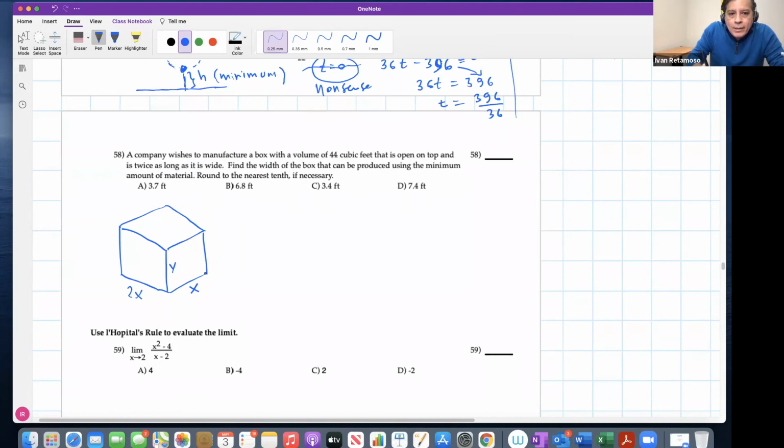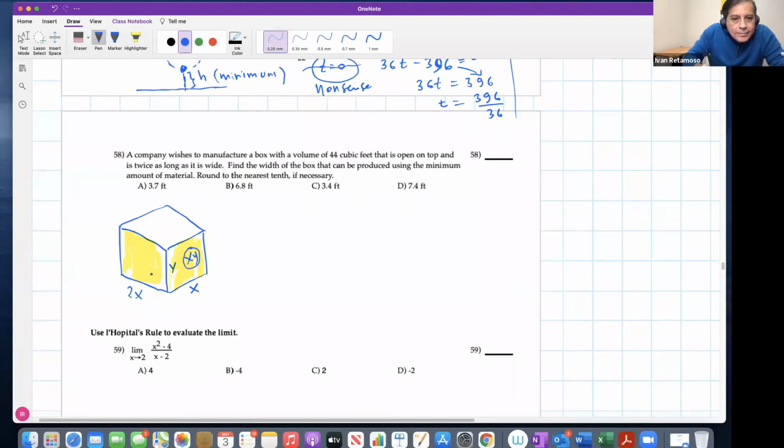Find the width of the box, this guy, that can be produced using the minimum amount of material, round to the nearest 10. Minimum amount of material, meaning that this part needs to be minimized, right? The area here, right? Minimize. Nothing on the top, so don't worry about that. All right, so therefore, the area here should be xy, right?